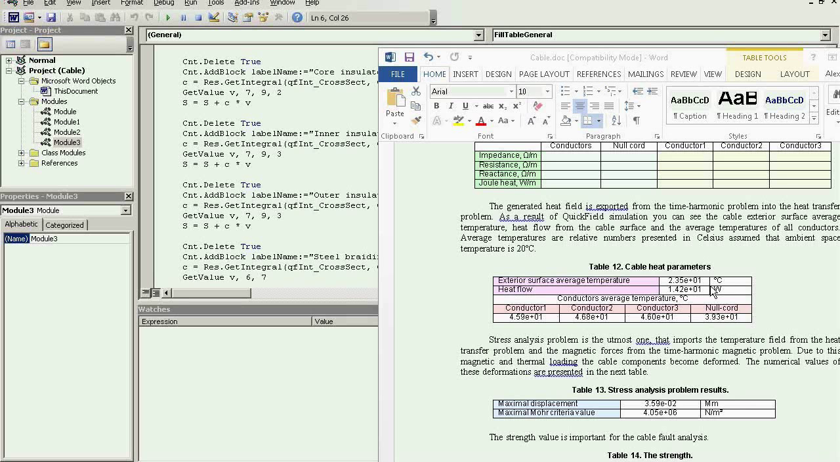Automation. Open object interface of QuickField allows you to include QuickField in the automated cable design system.